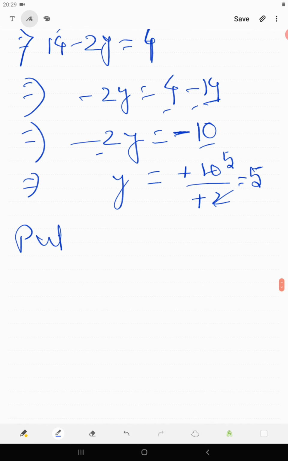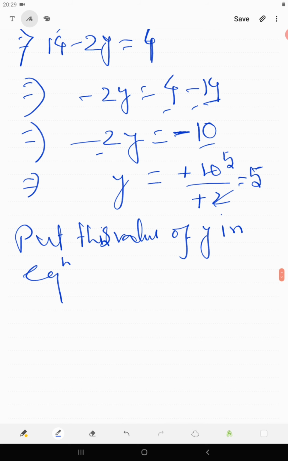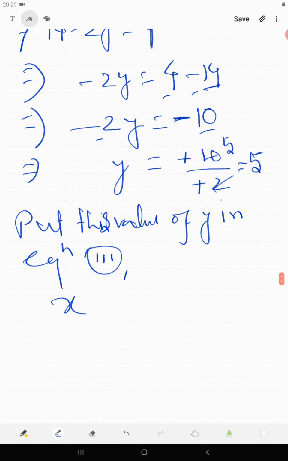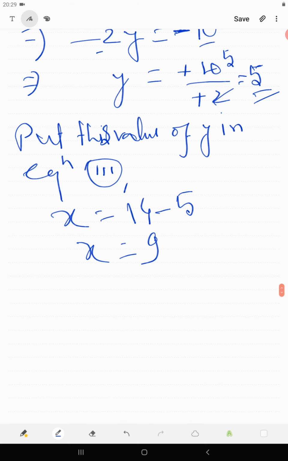Now put this value of y in equation 3. Equation 3 is nothing but the one we changed, this one: x equals 14 minus y. Here we will put the value of y now. So x will be, y we got 5, so 14 minus y, so 14 minus 5. So x equals 14 minus 5, which is 9. So you have seen that we have got x equals 9 and y equals 5. So this is our solution for the given equations.